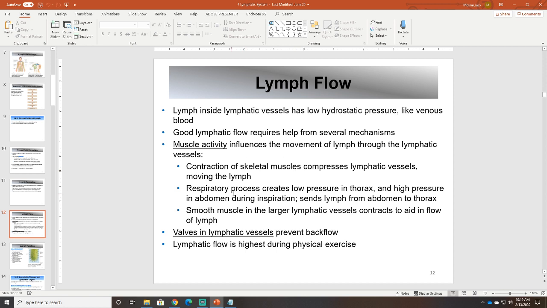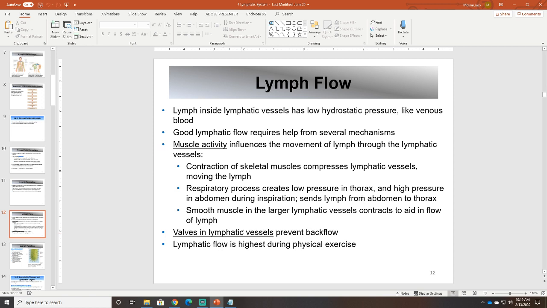Also, just like the veins, we're going to see changes in pressure in the thorax, moving fluid forward. As we breathe in, pressure increases, and as we breathe out, pressure decreases in the thorax. And that's going to propel lymph forward just like it propelled blood in the veins forward toward the heart.